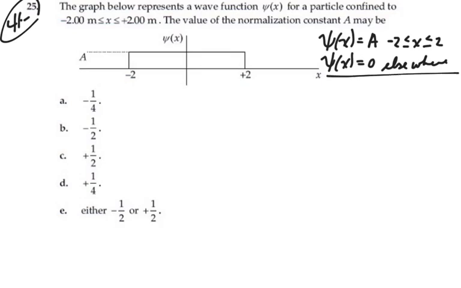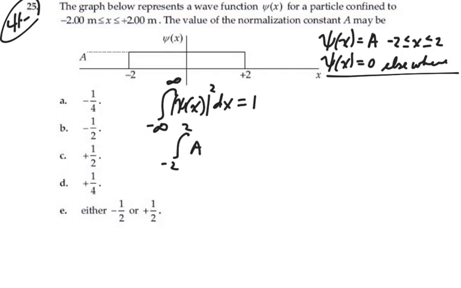If we were to define our probability, we would integrate from -infinity to infinity of psi of x squared dx, and that should be equal to 1 because we have a probability of finding the particle somewhere. And using our limits, we have from -2 to 2, psi of x is equal to a, so we have a squared dx, plus everywhere else psi of x is equal to 0, and that should be equal to 1.